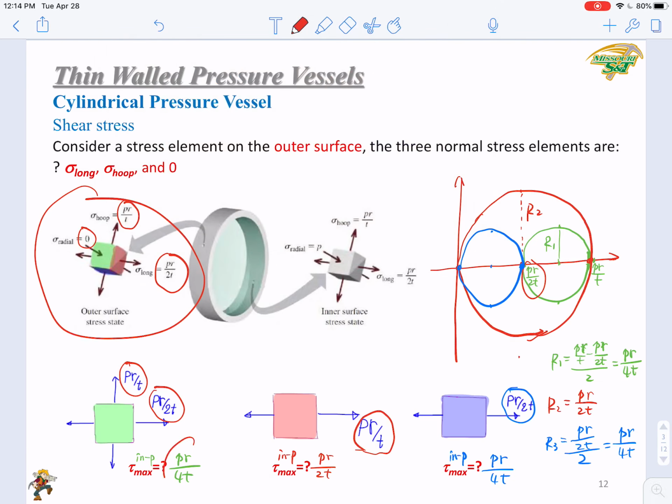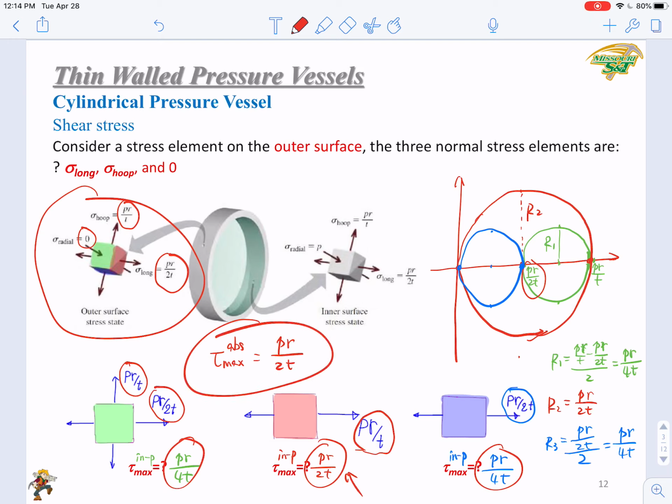Okay, compare these three results. Which one is the largest one? This one, right? So that is the absolute maximum shear stress here. So that is PR over 2t.